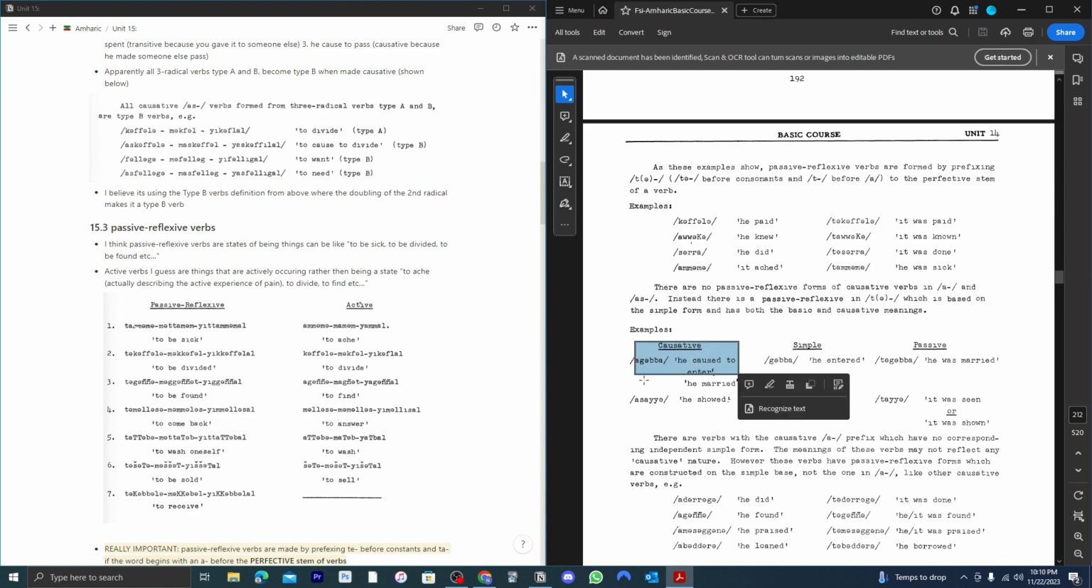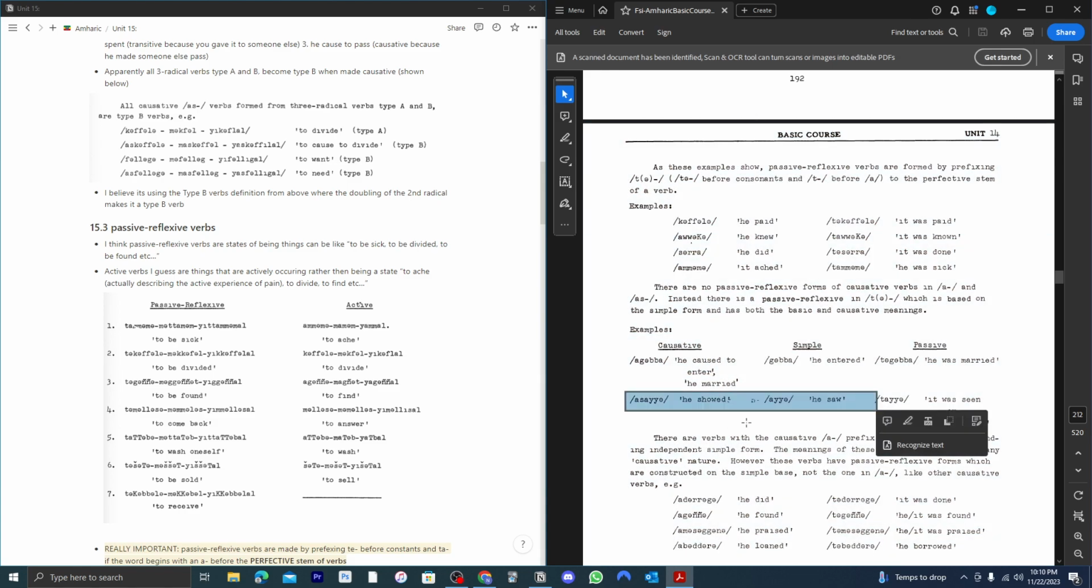I don't know if this is like a mistake. Maybe we should do Mayat. Let's just do Mayat. Mayat, he saw. Masayat is to cause to see or to show. Asaya is he showed, right? The passive form of it would be like to be seen, right?